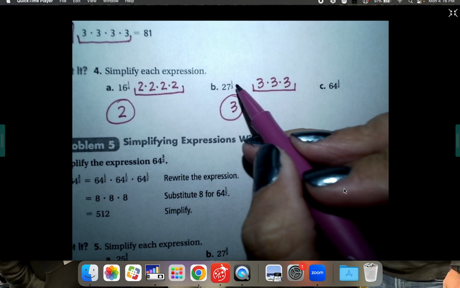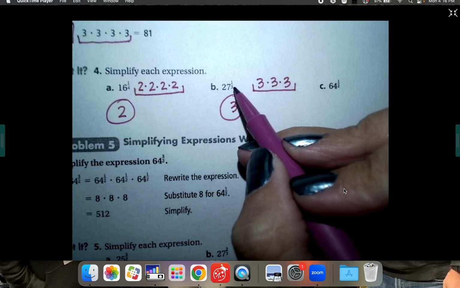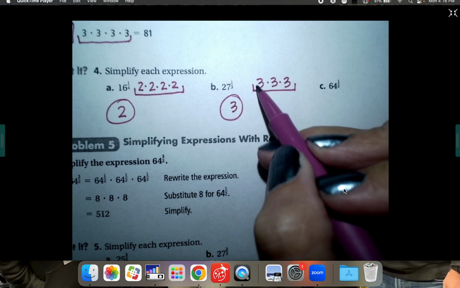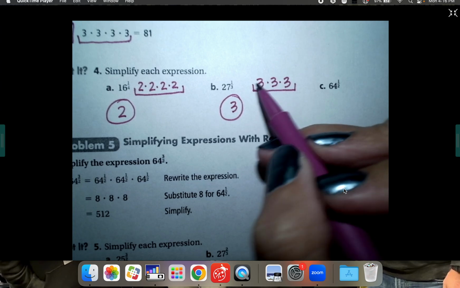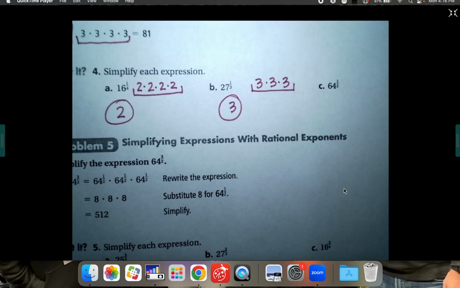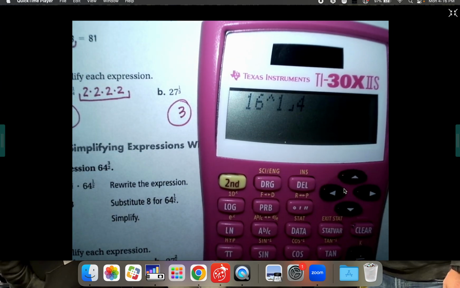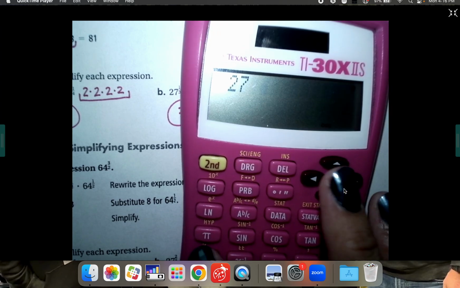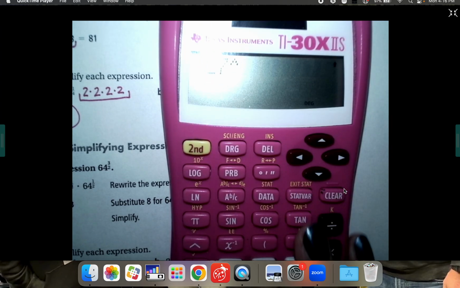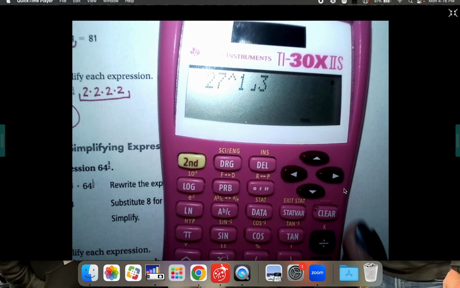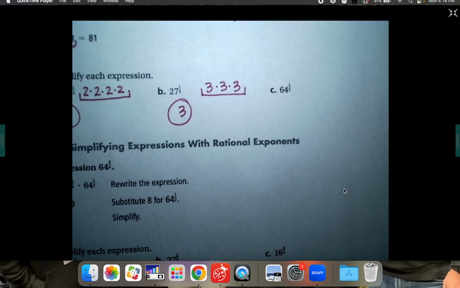But again, if you don't want to sit here and go, okay, I know I need 3 of them because it's into thirds, and I don't know what number times itself is 27, let's just put it in my calculator. 27 to the power of 1/3, which would be 1 ABC 3, equals 3. Yep, we got it right.